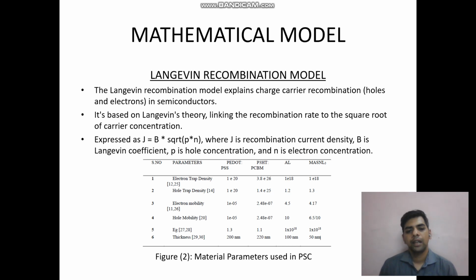The mathematical model I'm using here is the Langevin recombination model, which basically explains the charge carrier recombination of holes and electrons, based on the recombination rate to the square root of the carrier concentration. With the Langevin recombination, I am also using the Poisson equation, continuity equations, the drift-diffusion equation, and the recombination and generation models. In figure number 2, you can see the parameters of the different materials listed here.